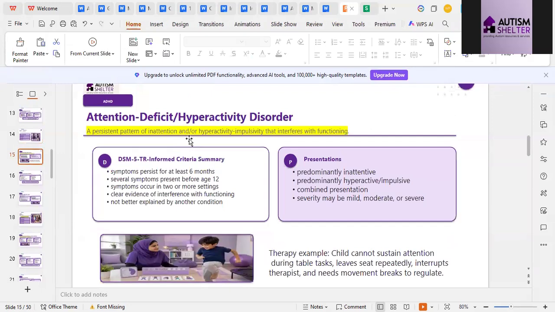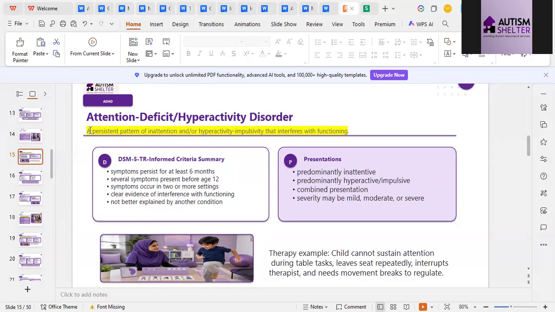Okay, the next very important thing, as I told you about autism: whenever you go for the viva or an interview, you should know the professional language. The words should be on your fingertips. Whenever someone asks you to define ADHD, it's a persistent pattern. You have to look at the word "persistent pattern", because we also have to look at its duration of presenting complaints. Okay, so a persistent pattern of inattention or hyperactivity-impulsivity that interferes with functioning.